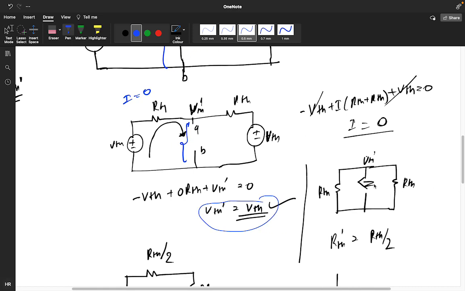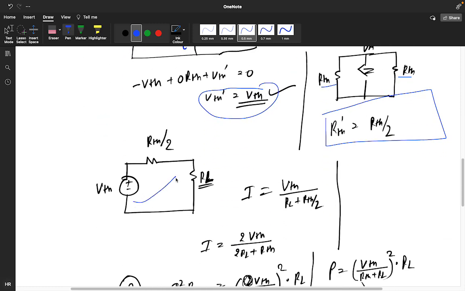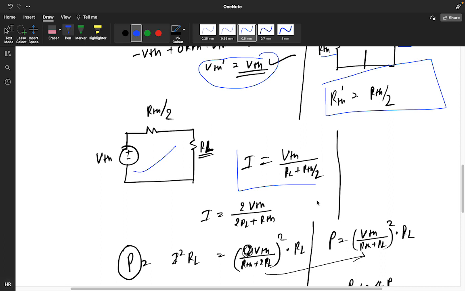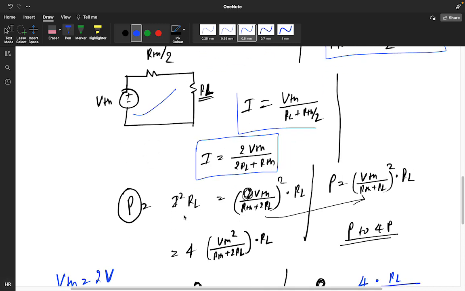So this RTH value, here it is RTH, and here it is RTH, and we are seeing from this part. So this RTH is coming as RTH by 2. So this circuit can be represented like this. Now find the value of the current. You got the current value as VTH divided by RL plus RTH by 2. By solving this, you get 2 VTH divided by 2 RL plus RTH.